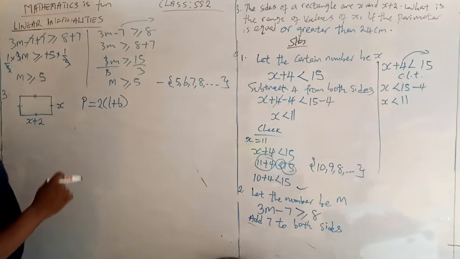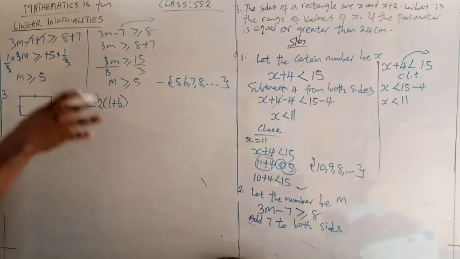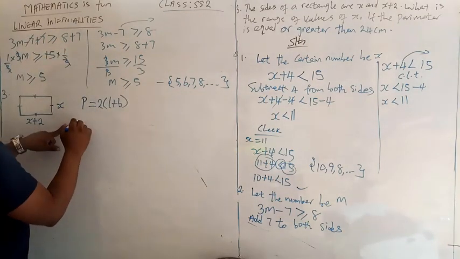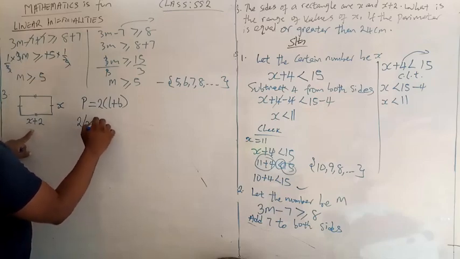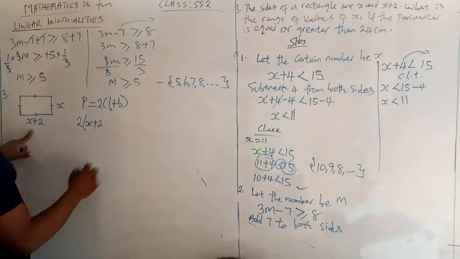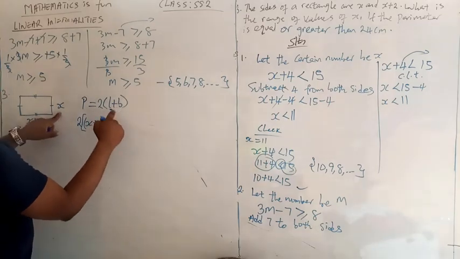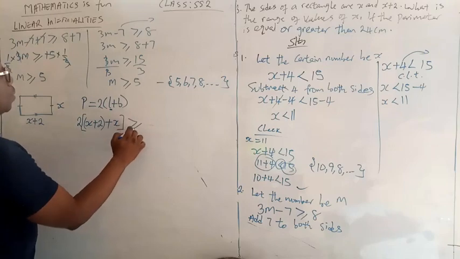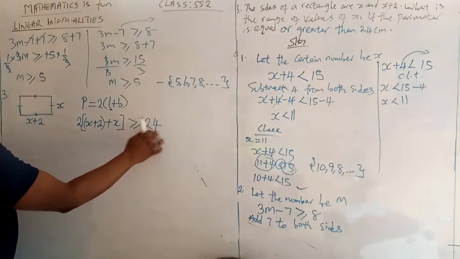Okay, the statement says the perimeter is greater or equal to 24. Therefore, I have 2 into this x plus 2, that's for the length, plus, let me put it this way, plus the breadth, x, greater than or equal to 24. This is the perimeter.